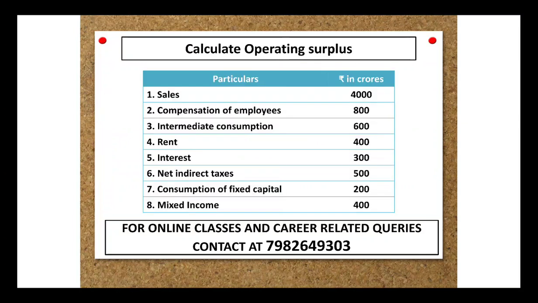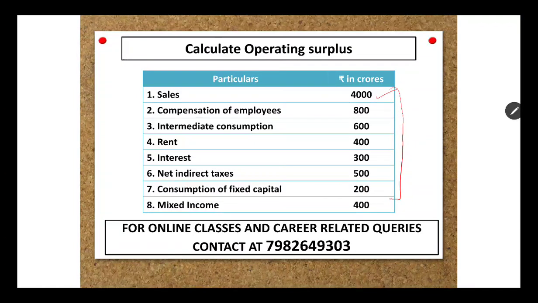Okay, moving to the next, which is the operating surplus. Now let us solve another numerical where we need to calculate the operating surplus. Whenever we need to calculate the operating surplus, there are various items. What they have done is they have clubbed two methods. As you can see, we have sales and we have IC, the intermediate consumption, over here.